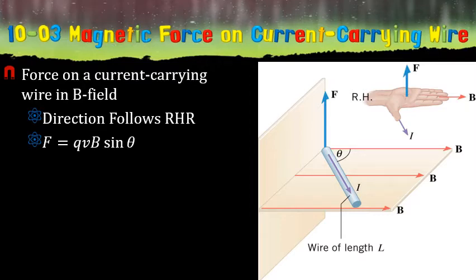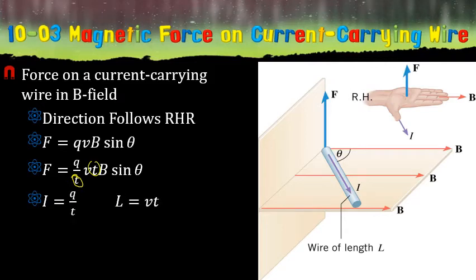So we had this for the force on a moving charge, qvB times sine of theta, where theta is the angle between the moving charge and the magnetic field. If I divide by t, because current is charge per time, I also need to multiply by t. So I both divide and multiply by t, so I don't really change anything. And q over t is I, and velocity times time is L. So if I replace that, I get force on the wire is current times the length of the wire times the magnetic field times sine of the angle between the wire and the magnetic field.